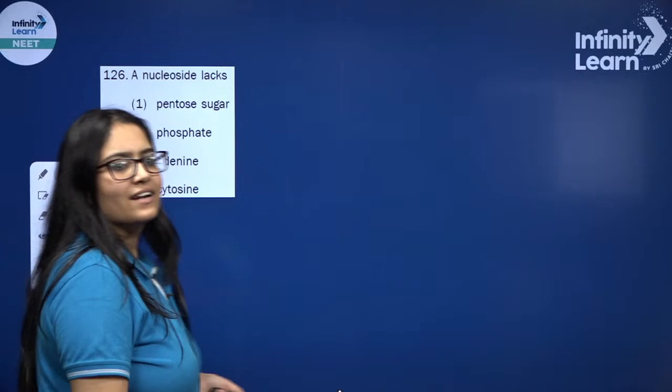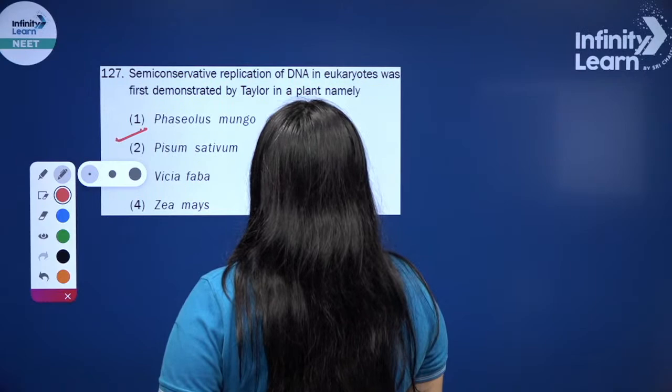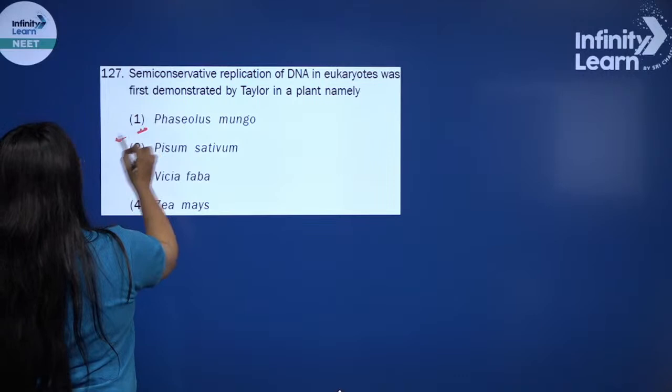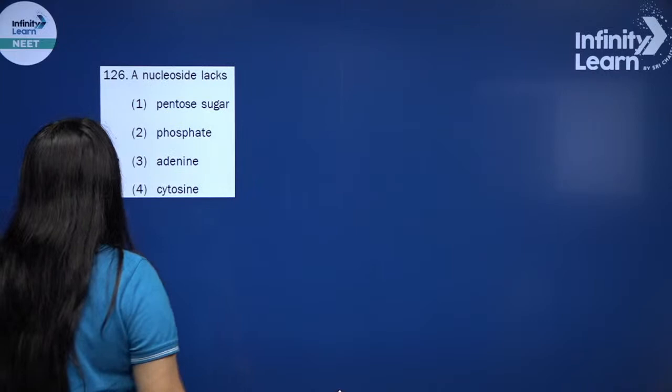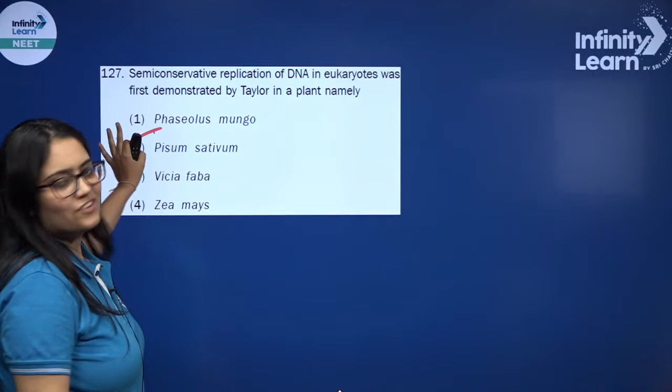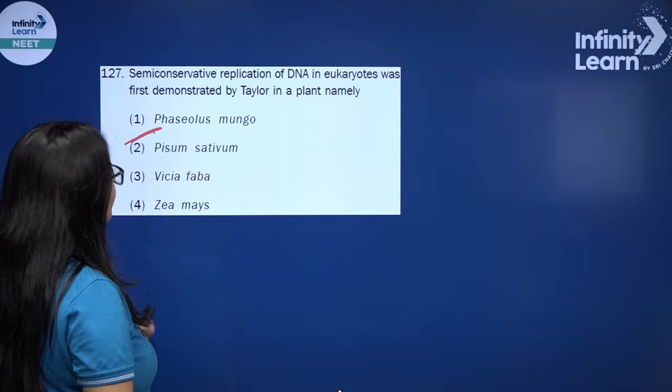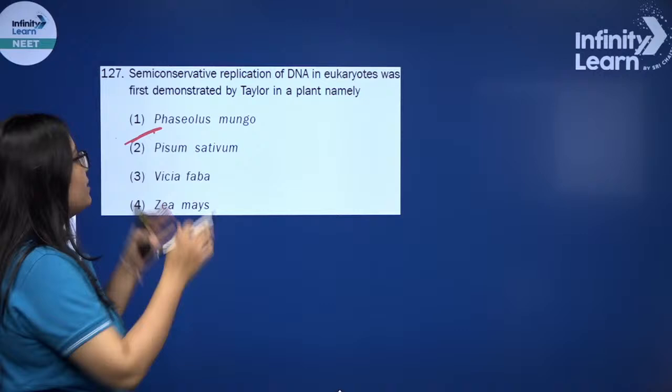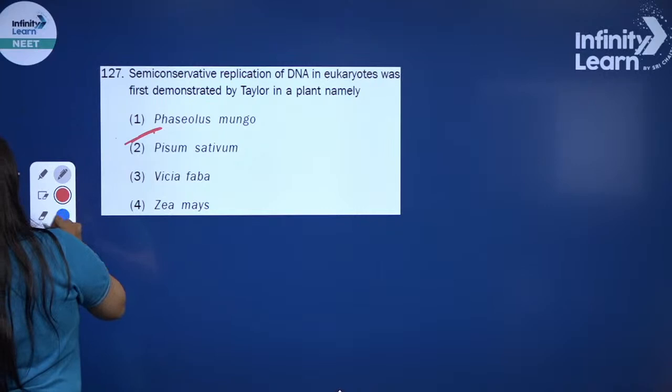Okay, next question, my lovely kids. Sorry for this, I will be rubbing and giving you the right answer. Semi-conservative replication of DNA in eukaryotes was first demonstrated by Taylor in which plant? So my dear students, the answer is Vicia faba.